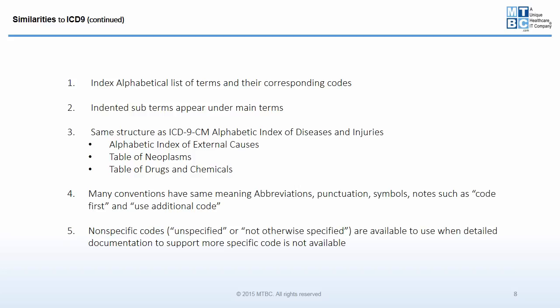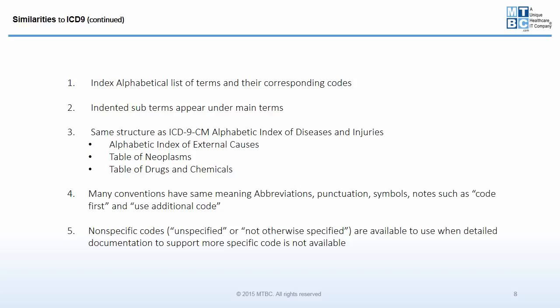broken into sections. Many conventions have the same meaning for abbreviations, punctuation, symbols, and notes such as code first and use additional code. Non-specific codes, unspecified or not otherwise specified, are available to use when detailed documentation to support a more specific code is not available. If it is available, it's important that you be more specific. I understand Medicare and other insurance companies are going to be looking for the more specificity. The purpose of ICD-10 is more specificity, okay?